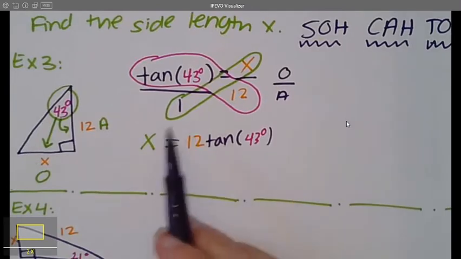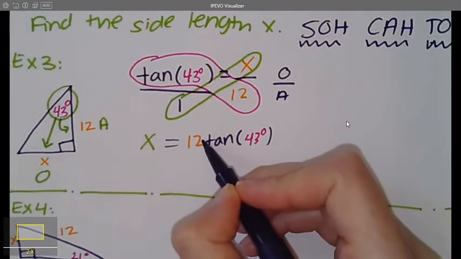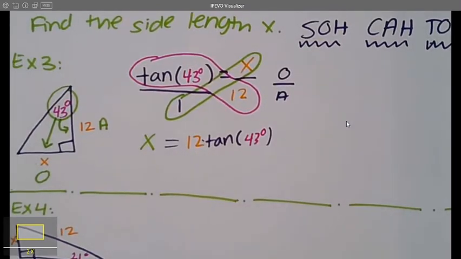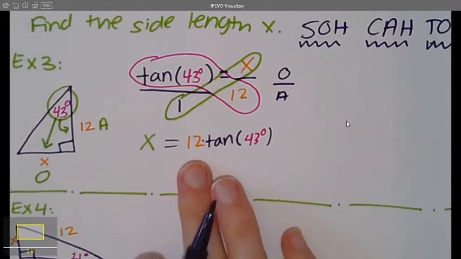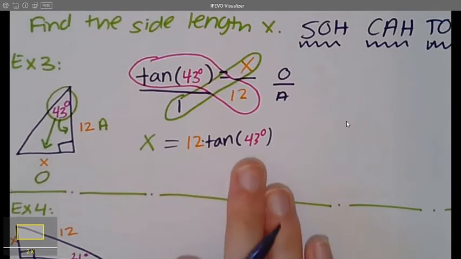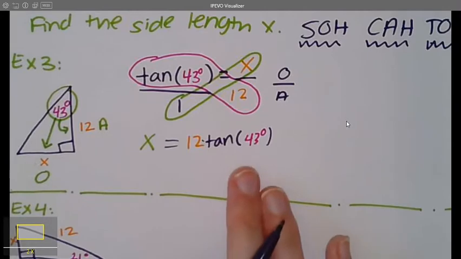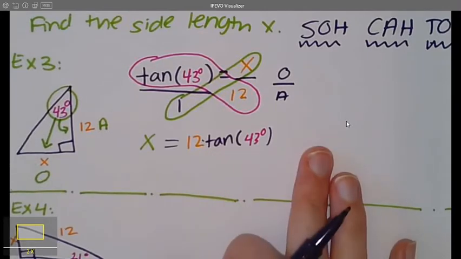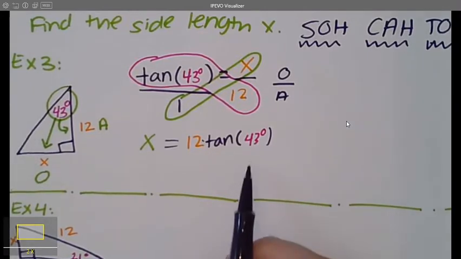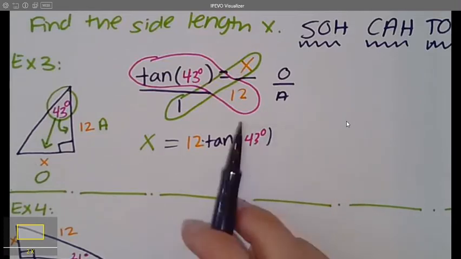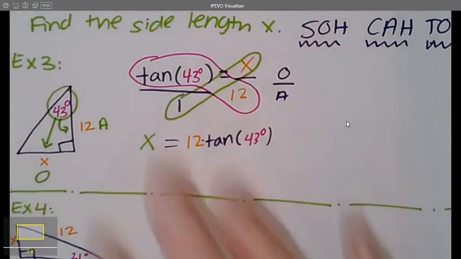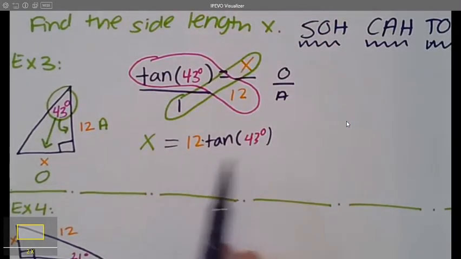Remember, when two things are written side by side, they're secretly multiplication. Typically we put the number in front and the trig function second. It's not wrong to say tangent 43 12. It just gets a little tricky when you have the 43 next to the 12 because some people might think you multiply them, which you don't. So we're going to write it like this.